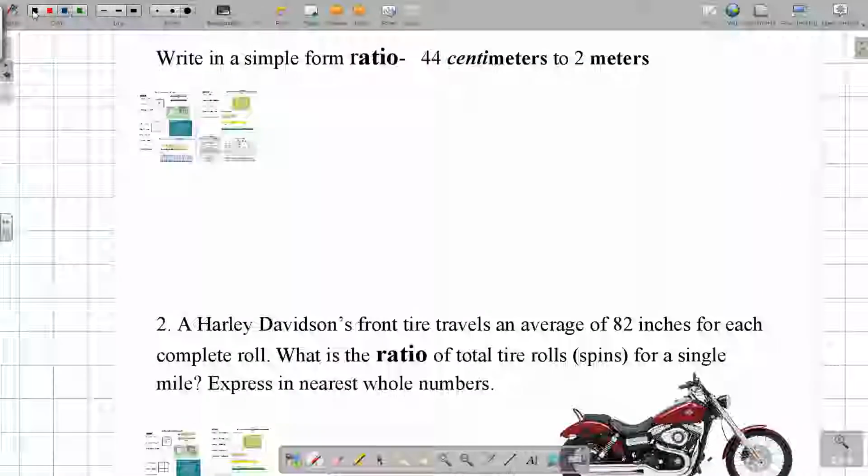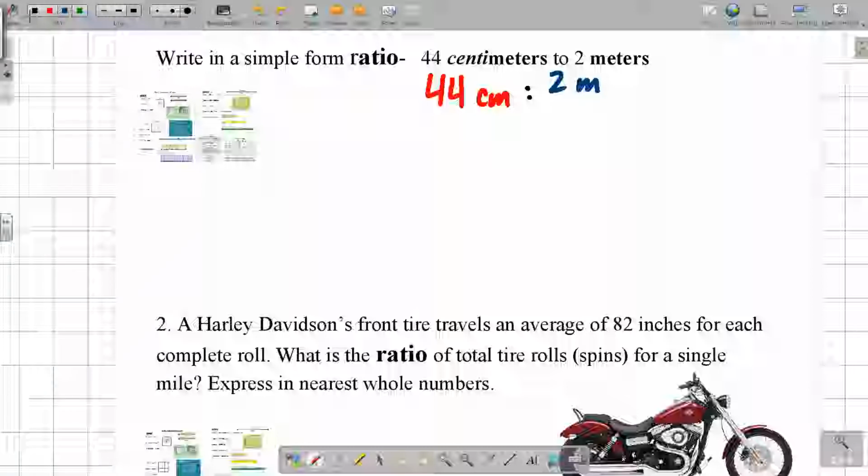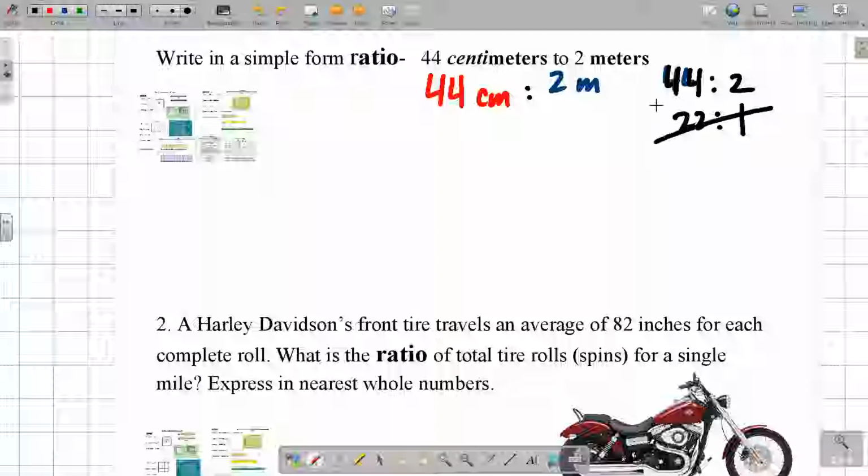Take a look and see what you did here. Okay, we have 44 centimeters to 2 meters. Hopefully this is not 44 to 2, and then you reduce and you end up with 22 to 1. That is not correct, because that's centimeters. You need to get the meters into centimeters. There's 100 centimeters in a meter.